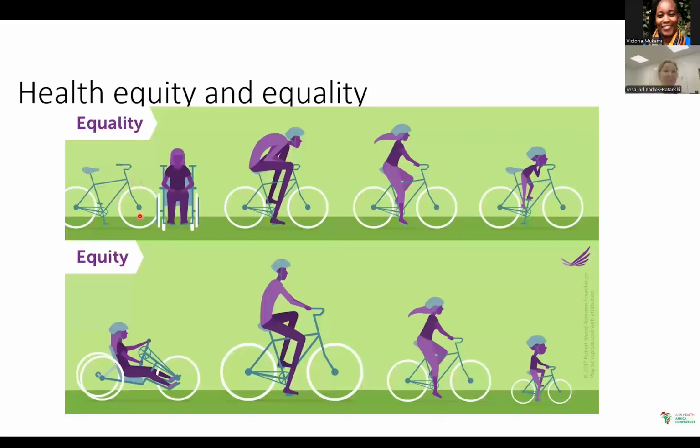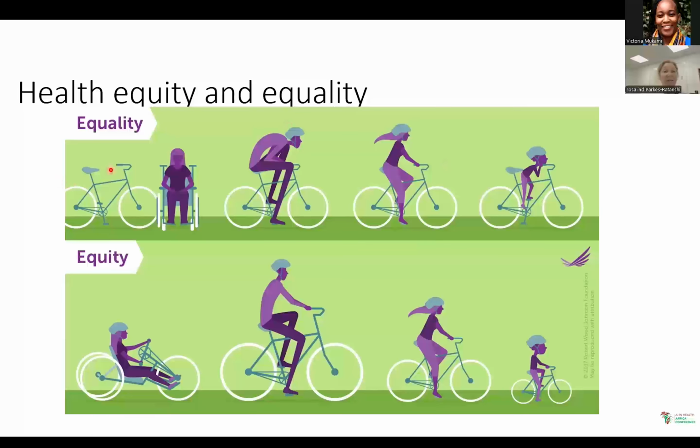Say we take our bicycle as our AI tool. So think of the bicycle as an AI-enabled tool. Health equality would be that we give the same AI-enabled tool to everyone: to the disabled person, to the man, to the lady, and to the child. But as you can see, the lady in the wheelchair can't even get on the bike. The man is too big for the bike. The lady, actually, it's working quite well for, and the child is too small, okay?